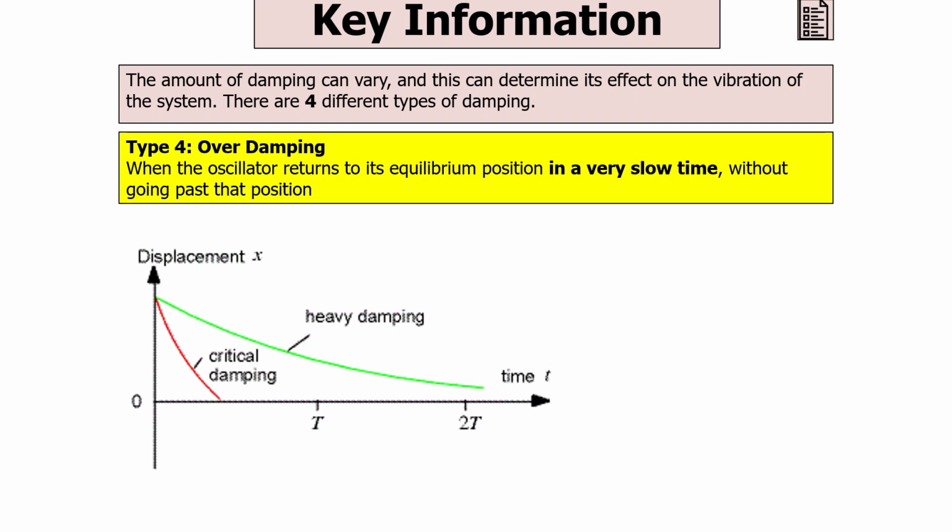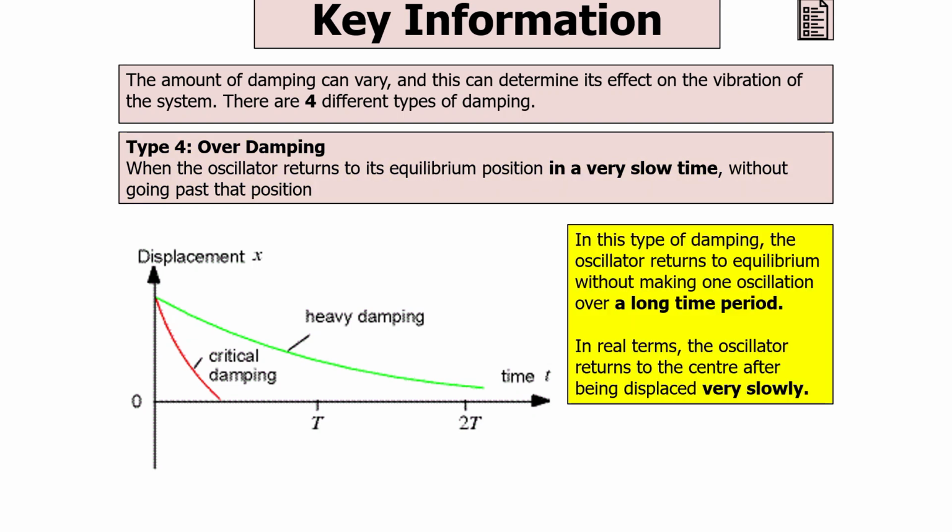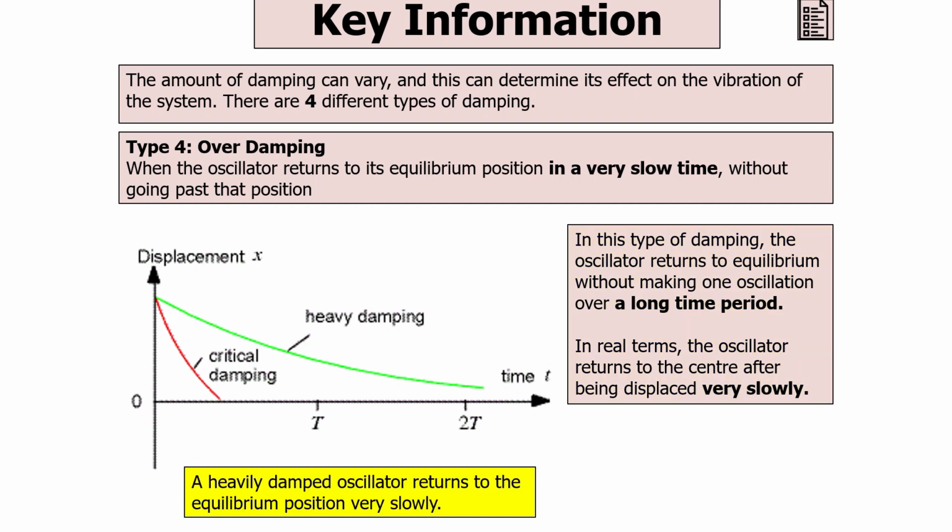Now finally we have overdampening. This is when an oscillator returns to its equilibrium position in a very slow time, without going past that position. So in this type of dampening, the oscillator returns to equilibrium without making one oscillation over a long time period. In real terms, the oscillator returns to the centre after being displaced very slowly. So a heavily damped oscillator returns to the equilibrium position very slowly.